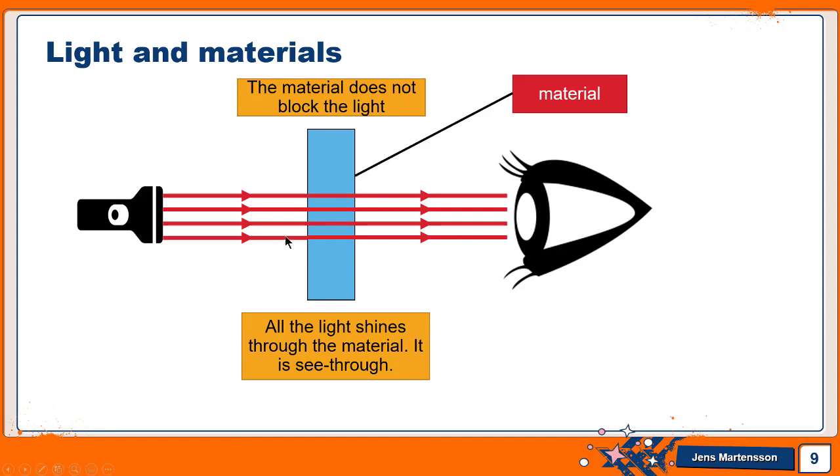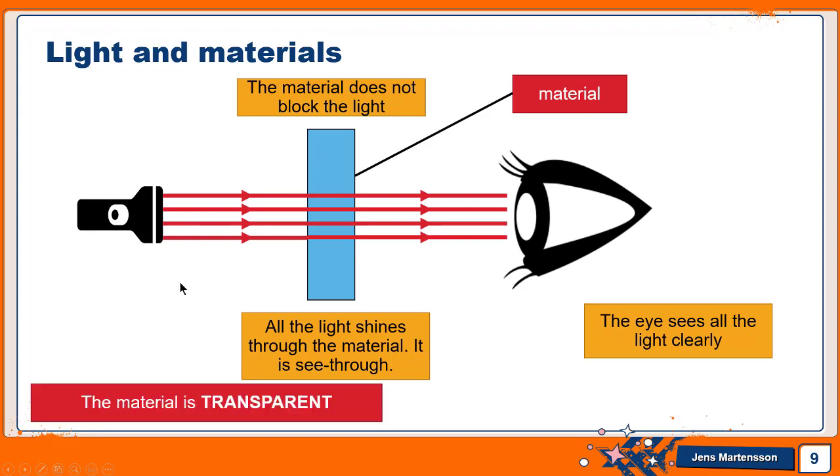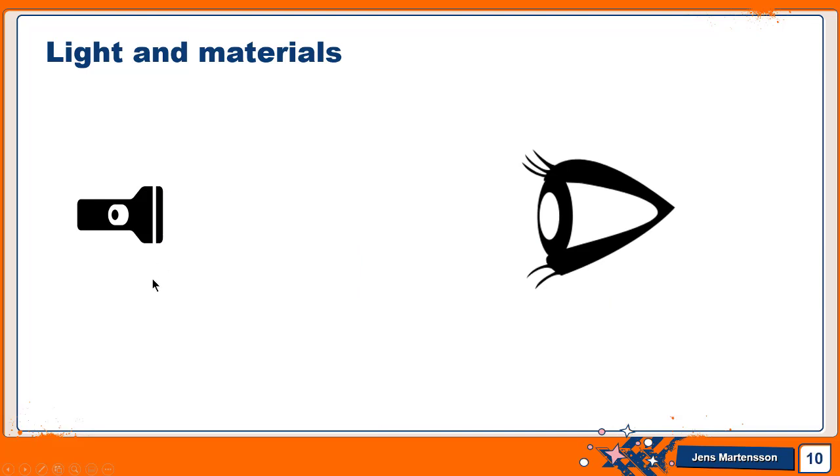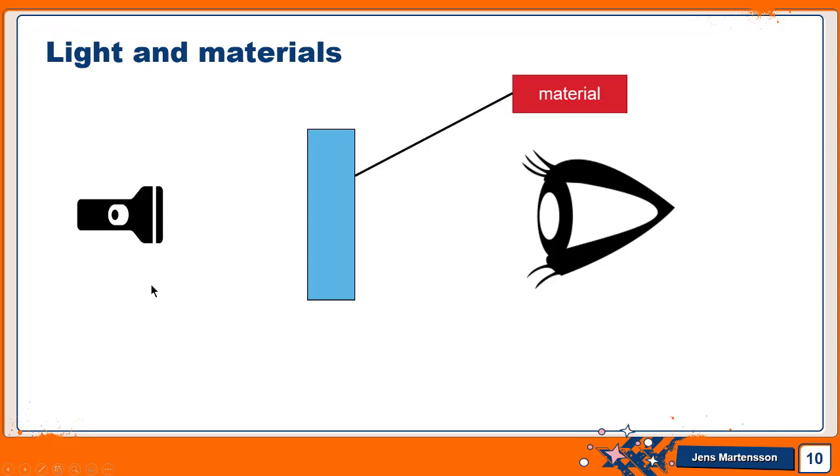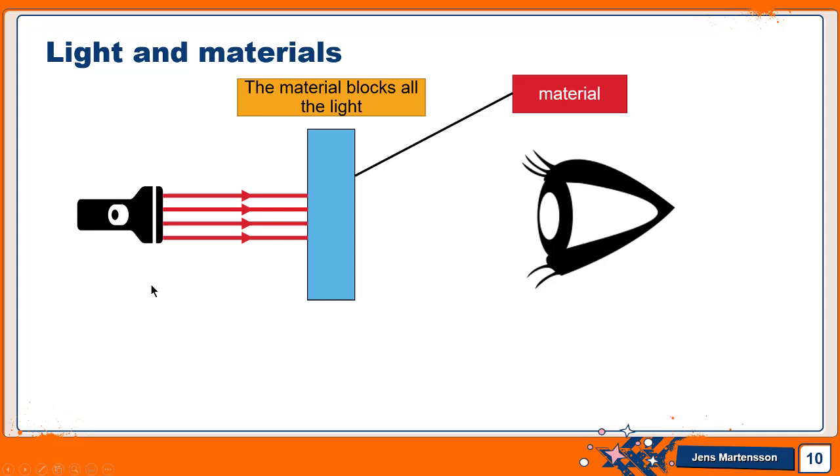All the light shines through the material, and so therefore we say that it is see-through. See-through, we can see all the light. So the eye sees all the light very clearly. So we can now say that this material is transparent. So this material is transparent because all the light shines through the material. It does not block the light. Alright, so let's say we've got another example, but this time the light is blocked completely.